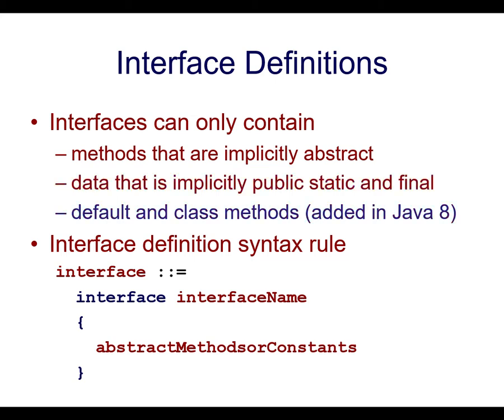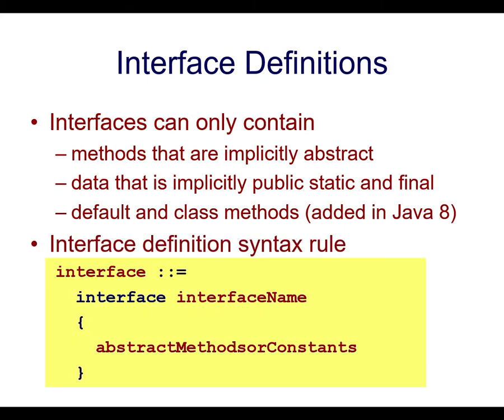Beginning in Java 8, interfaces were allowed to contain class and default methods. Unlike abstract methods, both do contain bodies. We mention this fact for completeness, but do not plan to provide examples of interfaces that contain either of these new features. Let's consider the syntax for defining an interface.